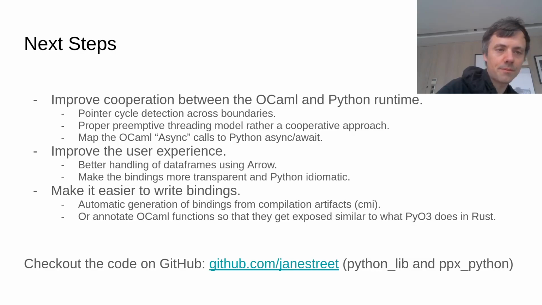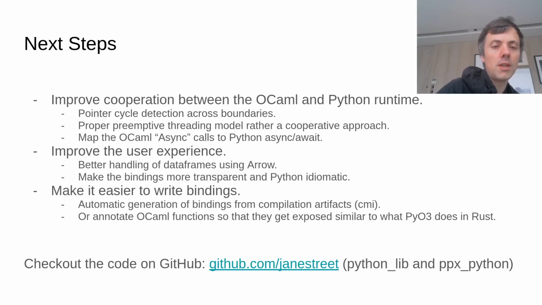Finally, we would like to make it easier for people to write Python bindings. An idea that we already looked at in the past is to automatically generate these bindings from the OCaml compilation artifacts. So what we did is, using the CMI compilation artifacts, automatically generate some OCaml code that will wrap the code that produces the CMI in a way that can be used in Python. The prototype that we had worked well, but it has a drawback that the generated code doesn't look very Python idiomatic most of the way.